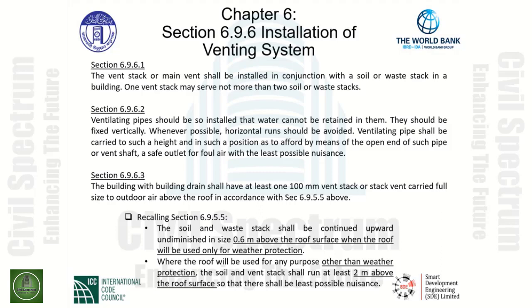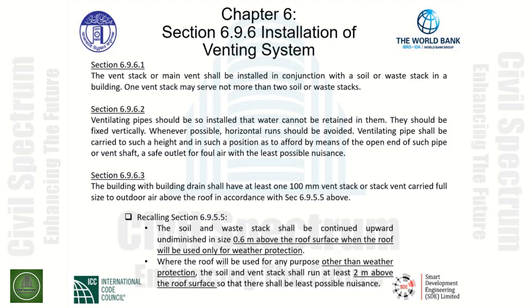When we have ventilating pipes, section 6.9.6.2, they need to be installed so that water cannot be retained in them. They should be fixed vertically. Whenever possible, horizontal runs should be avoided. Ventilating pipe shall be carried to such a height and in such a position as to afford, by means of the open end of such pipe or vent shaft, a safe outlet for foul air with least possible nuisance.